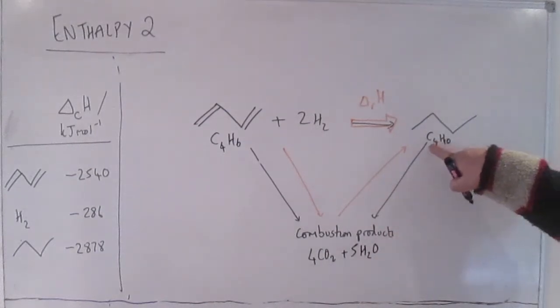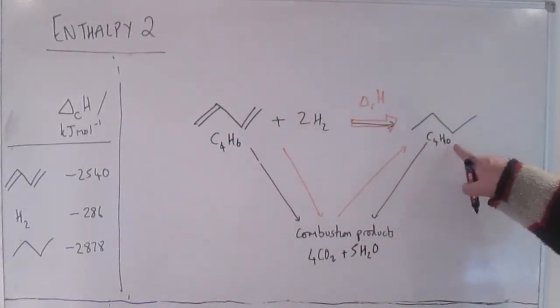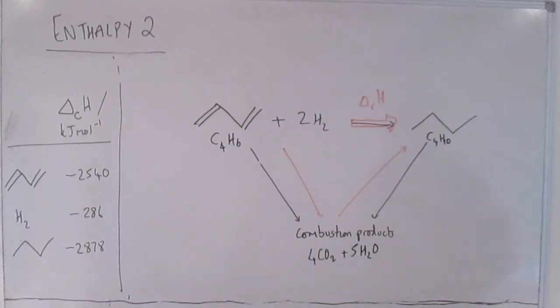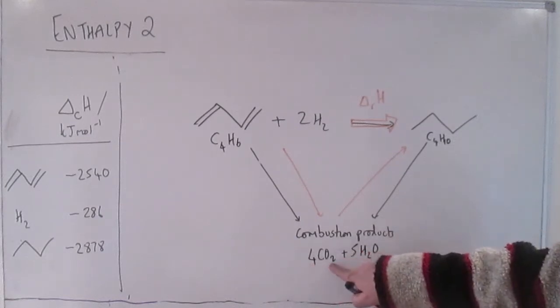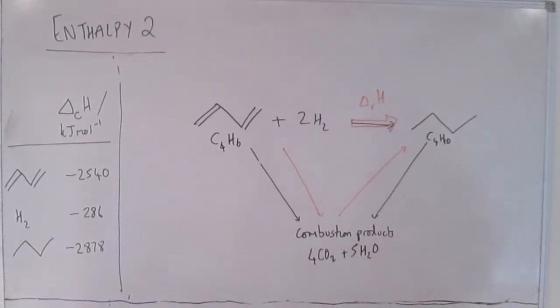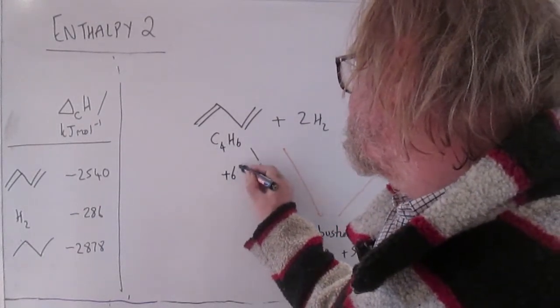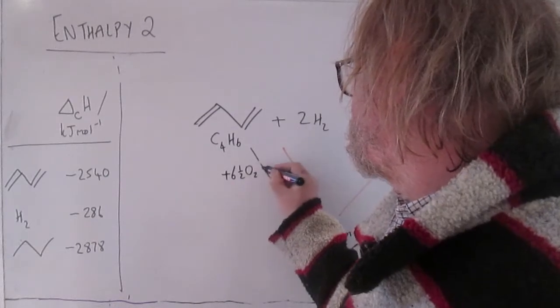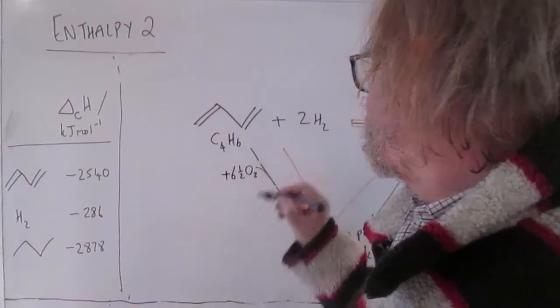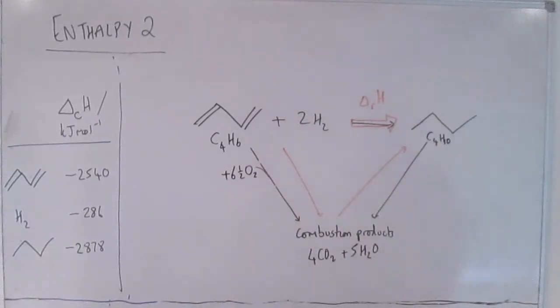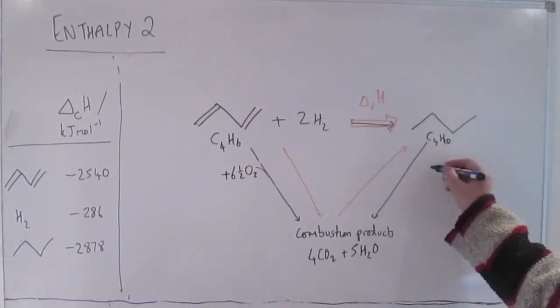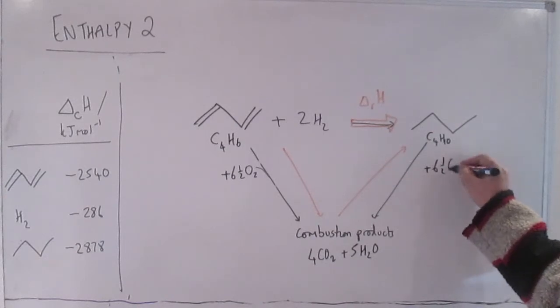And of course, because we've got 4 carbons and 10 hydrogens here as well, then it's going to be the same, obviously. So what does that mean? Well, that means that we actually need 4 2s are 8, plus 5 is 13 oxygen atoms being fed in there. So that means in the combustion reaction, 13 oxygen atoms is 6.5 O2 needs to go in there to make that combustion reaction possible. And of course, the same 6.5 O2 go in here as well.